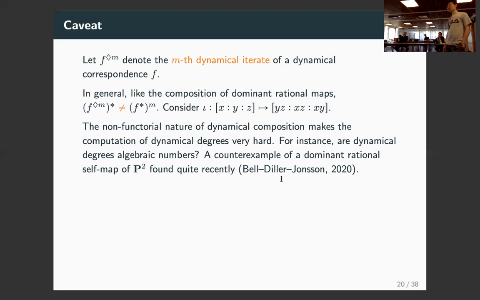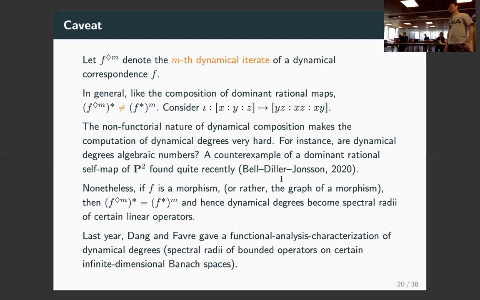So this non-functorial nature of dynamical composition makes the computation of the dynamical degree very hard in general. So for instance, there is a conjecture in algebraic dynamics about the algebraicity of the dynamical degree. This one was just disproved very recently by Bell, Diller, and Jonsson. So they gave an example where the dynamical degree is not an algebraic number.